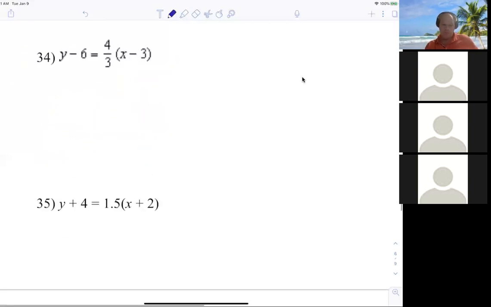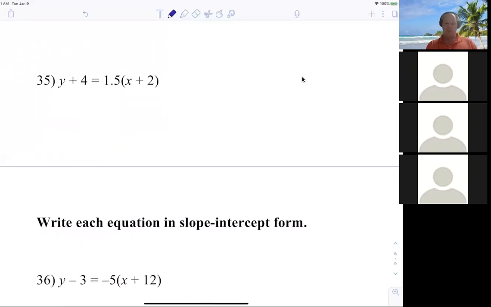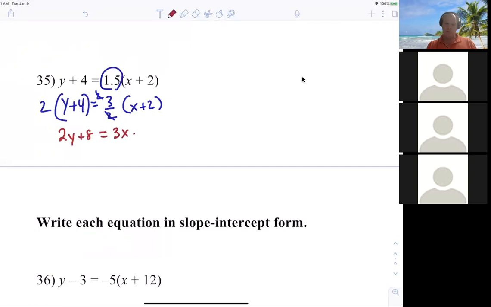All right, here we go. Now 35, the decimal, it's always easier to work with fractions. So I'm just going to rewrite that as y plus 4 equals 3 over 2 times x plus 2. Now multiply both sides by 2. Multiply this side by 2, those cancel. And so now we have 2y plus 8 equals 3x plus 6. Now again, 3x minus 2y, subtract 6. So 3x minus 2y equals 2. Everybody okay?